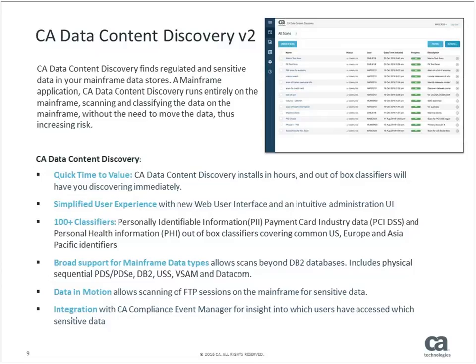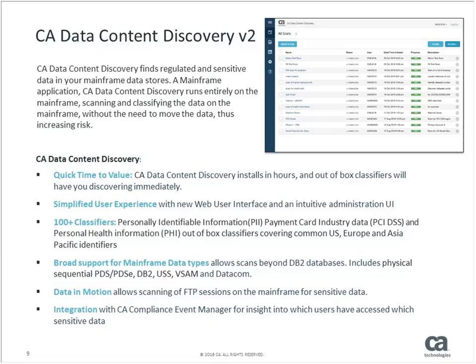It's a very simple user interface. Again, it's a web-based interface, much like Compliance Event Manager, and in fact, you'll note that it shares very much the same look and feel as CEM. As I said, there's lots of classifiers around personally identifiable information, PCI DSS information, and we've also added personal health information for those of you that might be on regulations such as HIPAA. We have a lot of classifiers out of the box for both U.S. and Europe and Asia Pacific identifiers.